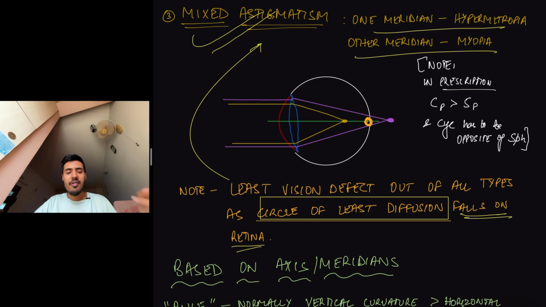So these are the three refractory types: simple, where one axis is normal and the other axis has either myopia or hypermetropia; compound, where both the axes have the same refractory error but of unequal degree.